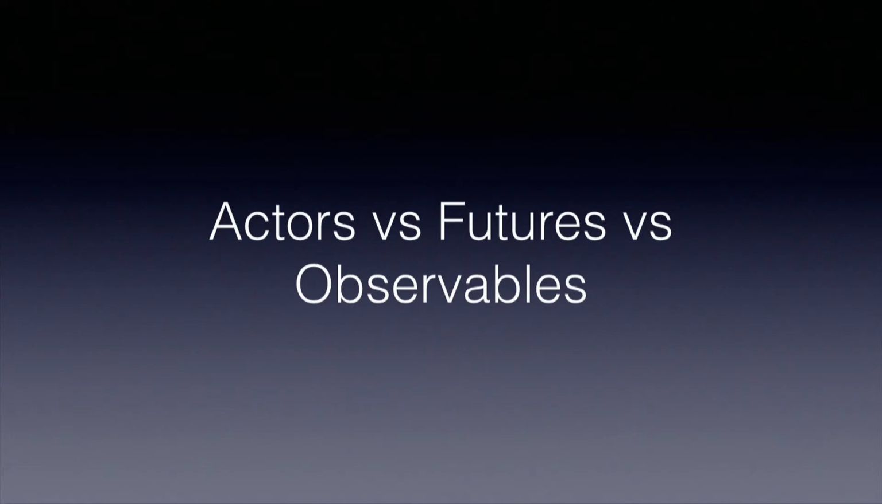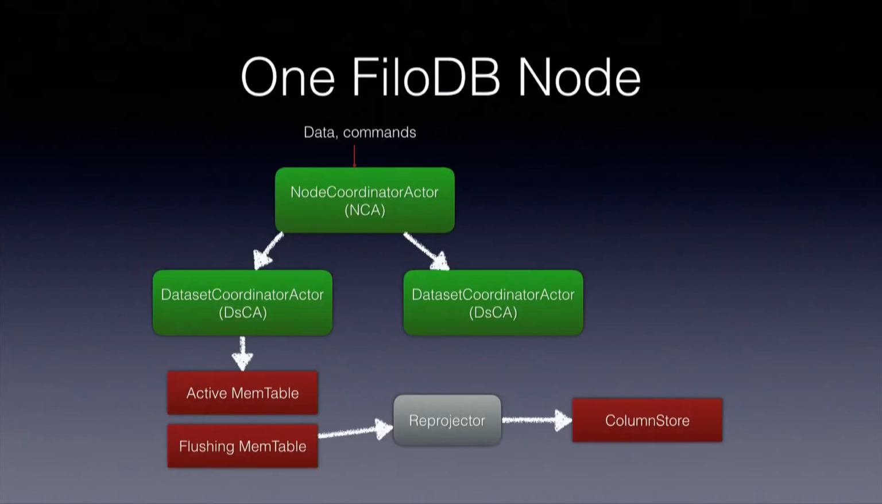So three big abstractions: actors, futures, and observables are what we use for reactive streams. And so when you use it, in what parts? So here's what one FiloDB node might look like. At the very top, we have a couple of actors. And you can think of the data that comes into the system, as well as user commands, coming in through a single coordinator actor at the top of the chain. So everything comes in through there and gets routed to different things.